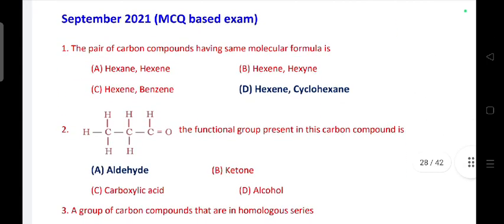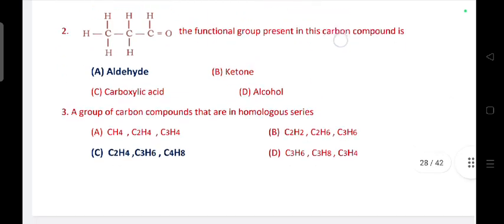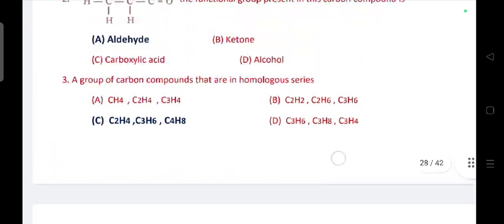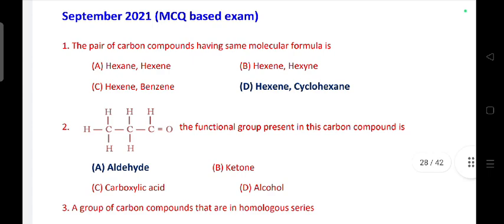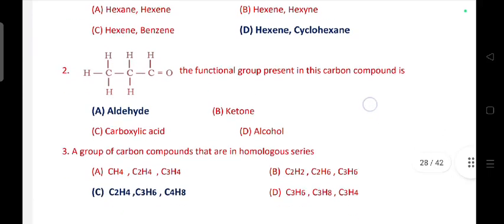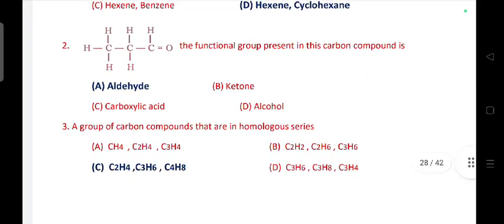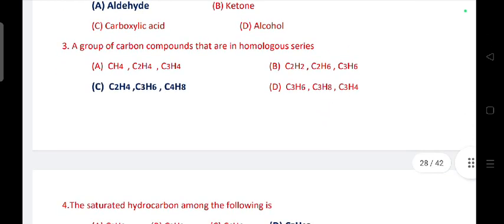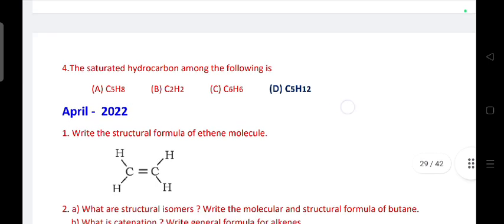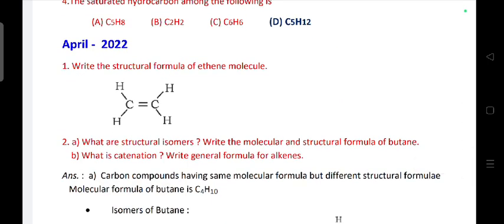In September 2021, 4 MCQ questions, that means 4 marks. The pair of carbon compounds having the same molecular formula is hexene and cyclohexane. Then a structural formula is given. The functional group present in this carbon compound is aldehyde. Then a group of carbon compounds that form a homologous series. C. The saturated hydrocarbon among the following is C5H12.